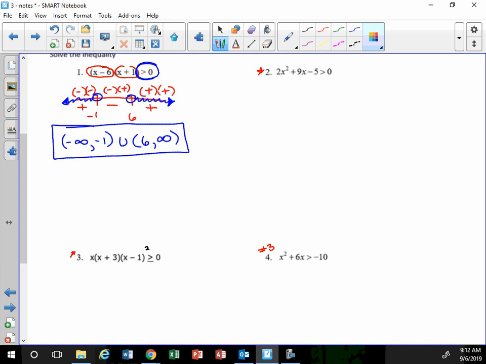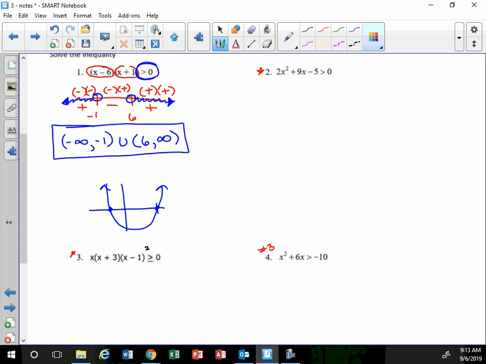Another way you can think about this is graphing polynomials, the first standard you just did the retake on. If we graphed this, I would know that it's going to cross at -1 and cross at 6. So between -1 and 6, it's below the x-axis because it's negative. Over here it's above, and over here it's above, because it's positive. So you can think about it either way. If the graph makes sense to you, do that. All right, questions so far?